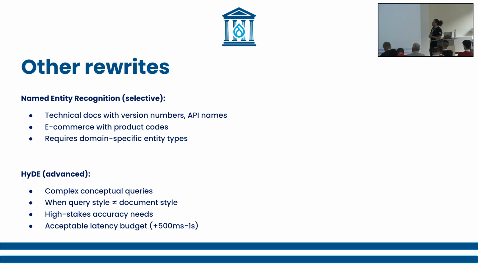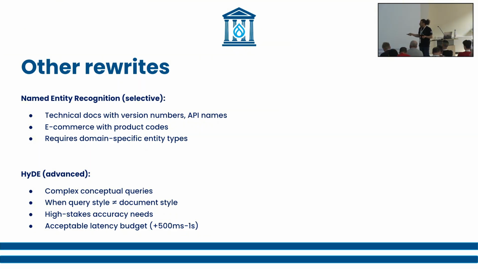Then we have other rewrites. So for example, we have an NER, named entity recognition, where basically we can use this for metadata filtering, for example. If you want to get the document version of the API, or if the user is looking for some specific hook, we can use that, or for e-commerce with product code, and so on. So this is really useful.